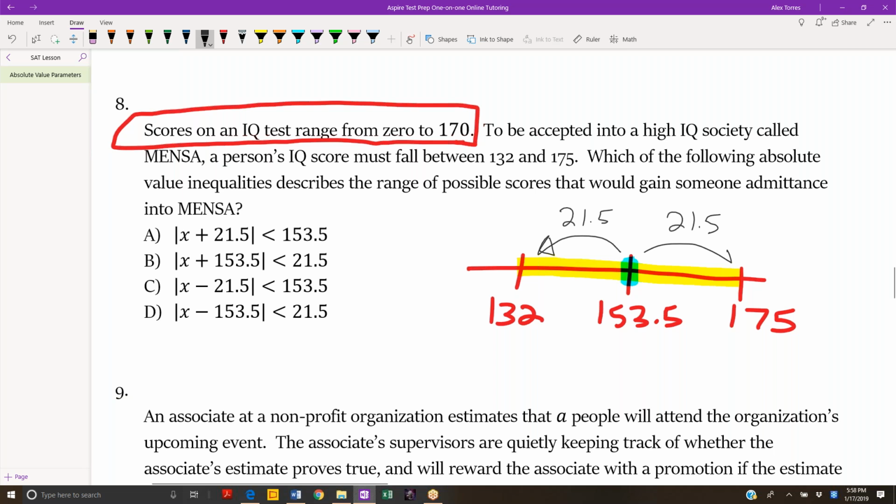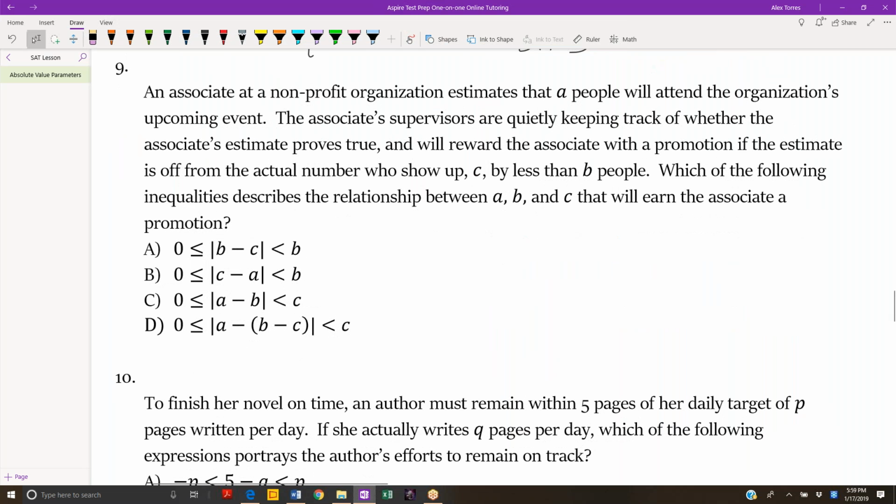So what are we saying? The distance between any number and 153.5, that distance must be less than 21.5. So now we're looking at this number 9 here. And now once again, what does the SAT do if they want to make a question seem more difficult? They just use a lot of variables instead of numbers.